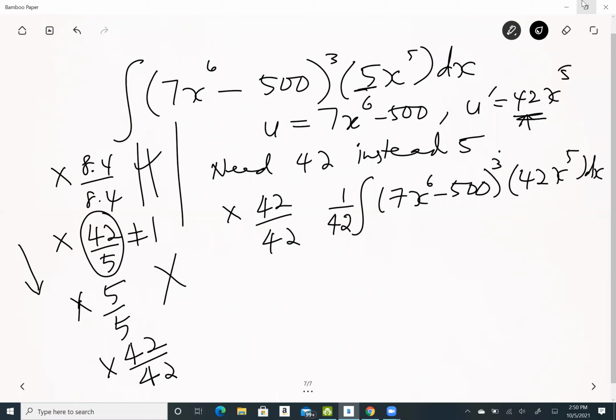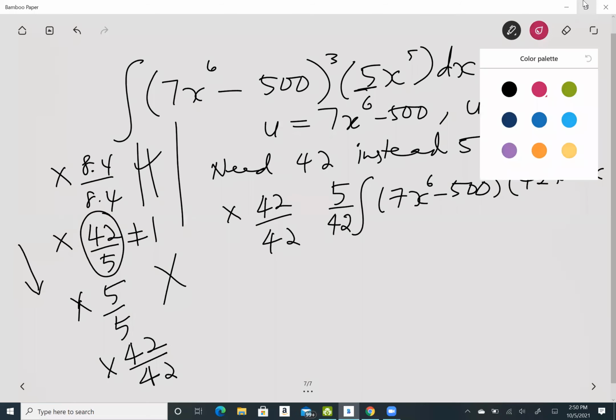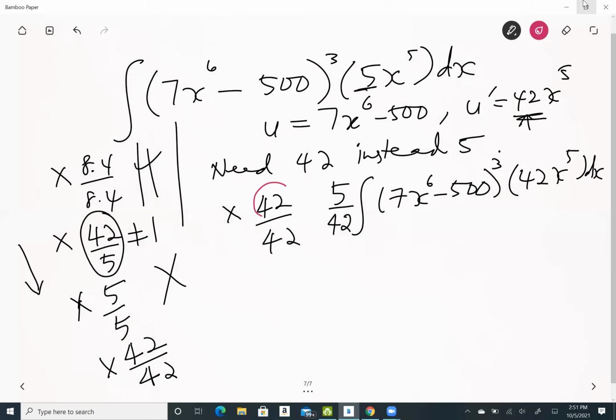Okay, now where is the 5? Where should the 5 go? The 5 is a constant, so you can take it out. Okay, you take it out, you bring it there, you got 5 over 42. All right, so what you do here is, when you multiply by 42 over 42, that 42 on the numerator, you bring it here. The 5, that was the coefficient of the x power 5, you bring it out there. And of course, the denominator will be there.